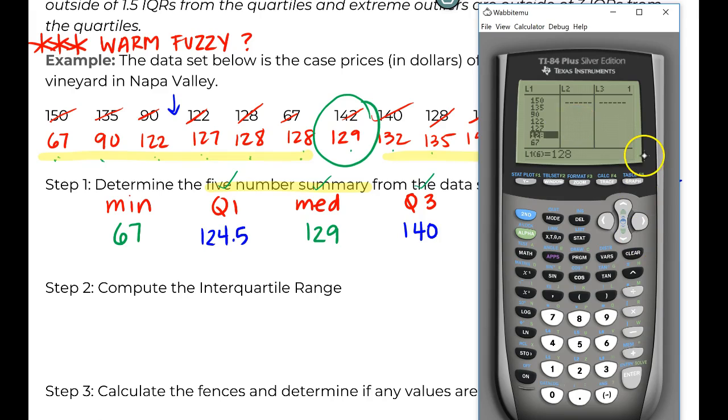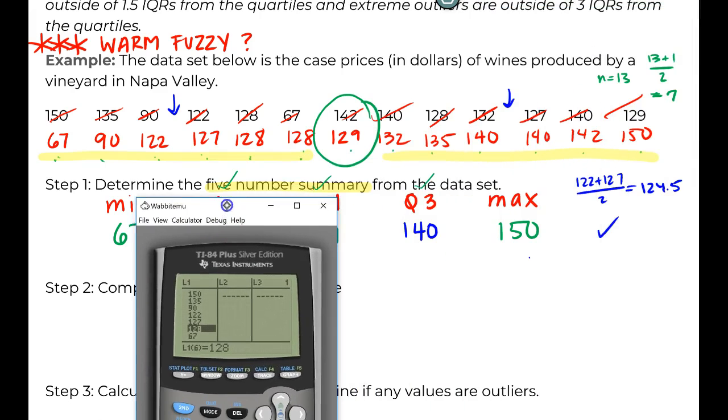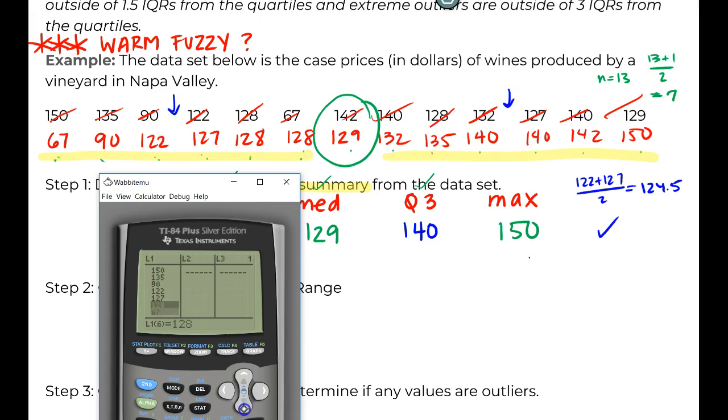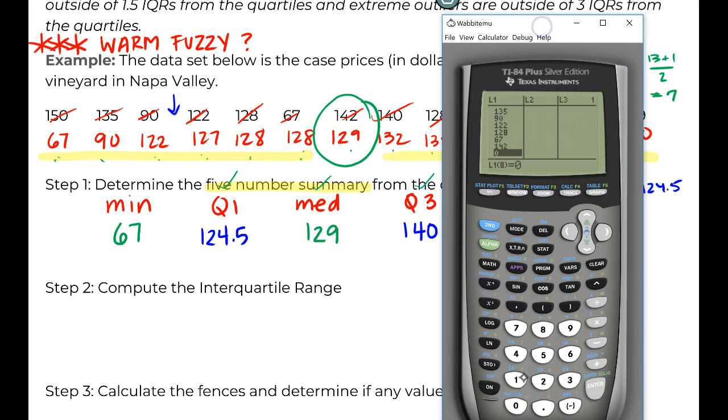Oh my God. I don't know what I've done. Let me just go through this. I actually knew I was making mistakes earlier. 150, 135, 90, 122 is right, 127 is wrong, 128, 67, 142. Oh, I'm missing 140. I knew I was missing one. I'll enter that. So 140. Found it. I was missing it, and then I put in the wrong one.